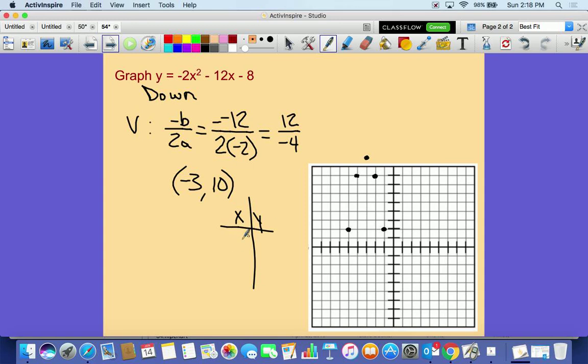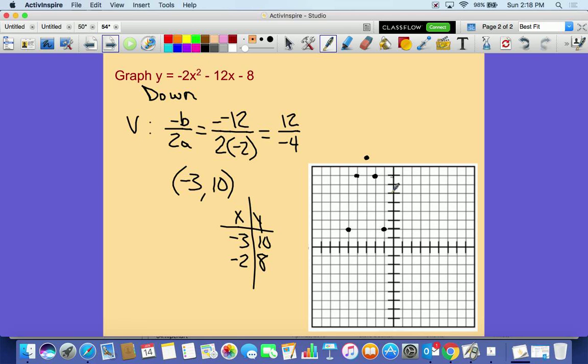Alright, once again, if you don't want to remember the shortcuts, this one's a little bit harder to remember. We can just plug points in. Alright, same thing as we did before. If you plug in one number just higher than it, so a negative 2. Negative 2 squared is 4. 4 times negative 2 is negative 8. Plus 24. Negative 8 plus 24 is 16. 16 minus 8 is 8. Negative 2, 8. That is that point right there.